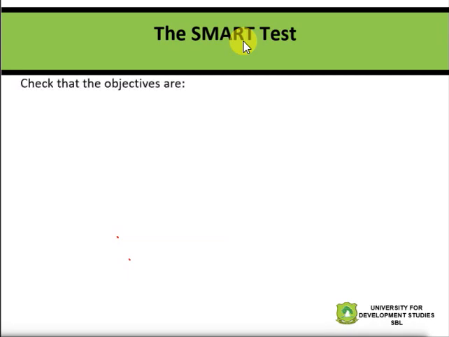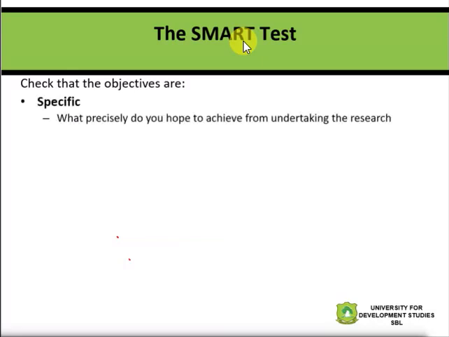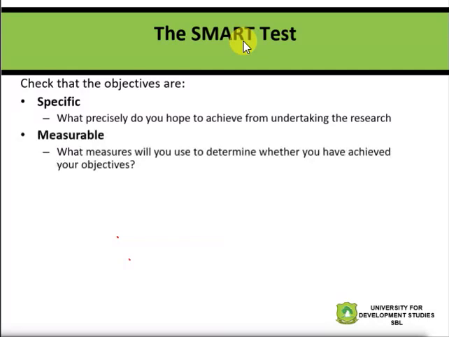Assuming we are checking that our objectives are SMART, we have to first of all ask, are our objectives specific? That's the first letter, S, specific. And when we say specific, what we are intending to question is whether precisely our research objectives can be achieved if we undertake the research. So the question we ask is, what precisely do you hope to achieve from undertaking the research? You must be specific. Your objective should be stated in a very clear and unambiguous manner.